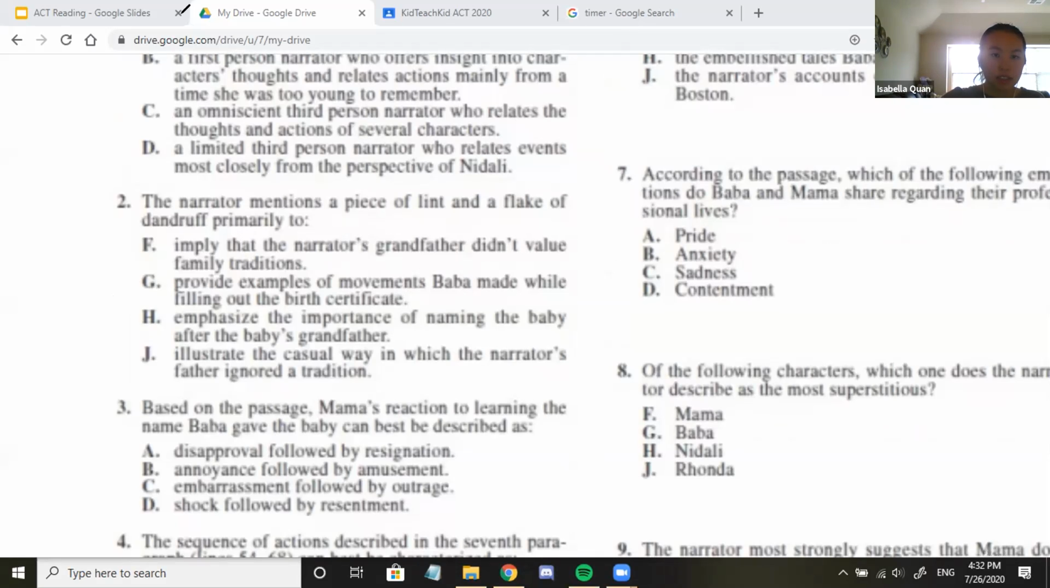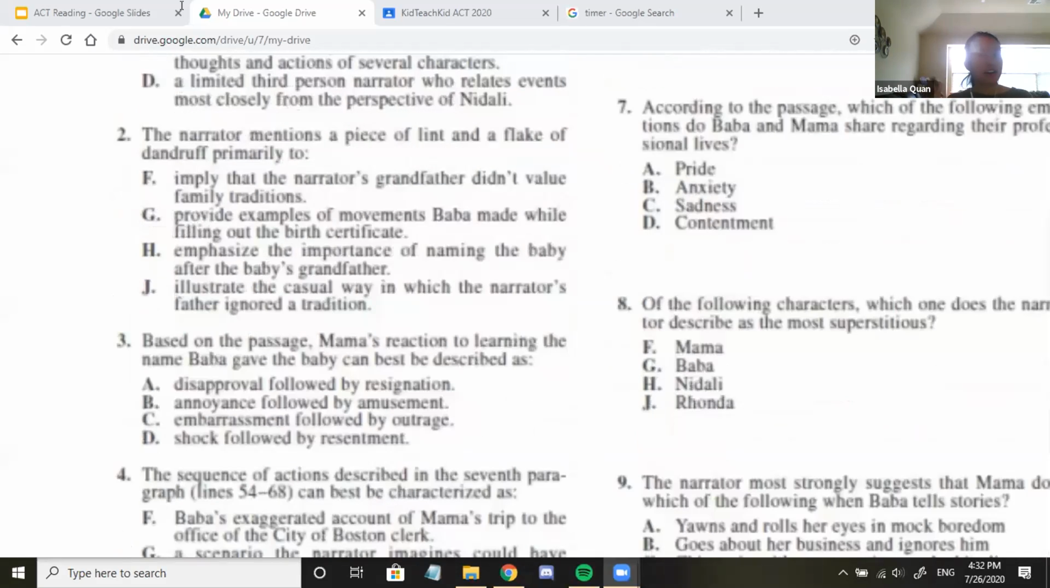Next. This one I actually found pretty tricky. When I was going through this one earlier, I wasn't very clear on the answer either. The answer to this one is A.